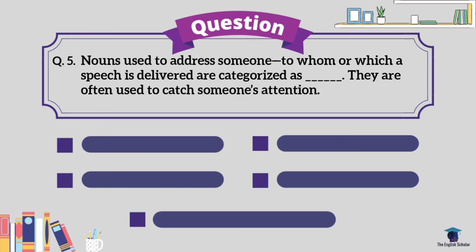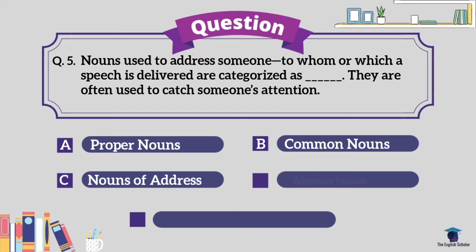5. Nouns used to address someone, to whom or which a speech is delivered, are categorized as blank. They are often used to catch someone's attention. A. Proper nouns, B. Common nouns, C. Nouns of address, D. Abstract nouns, E. Concrete nouns. Your 15 seconds starts now. Time is up. The correct answer is letter C. Nouns of address.